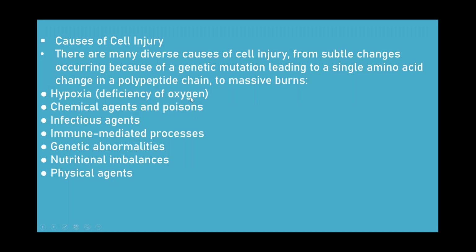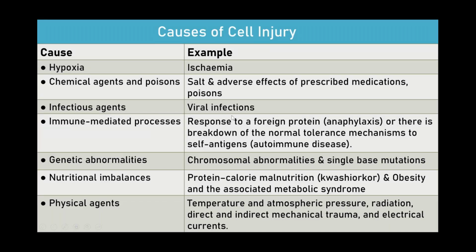For example, in hypoxia there is a deficiency of blood supply, due to ischemia. Chemical agents and poisons may be adverse effects of medication, and infectious agents include viral infection. The immune-mediated cause may be an anaphylactic reaction. Genetic causes may be chromosomal abnormalities, and nutritional imbalance may be malnutrition or obesity. Physical agents may be due to low temperature or high temperature. We have a table here to discuss the causes of cell injuries. This is very important.